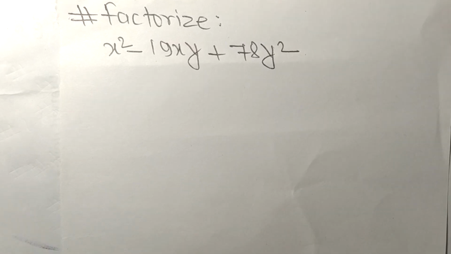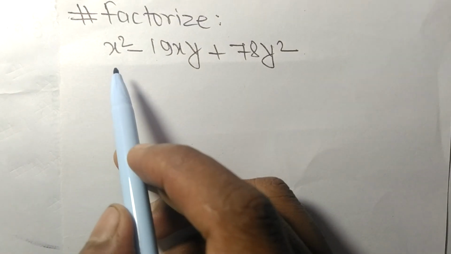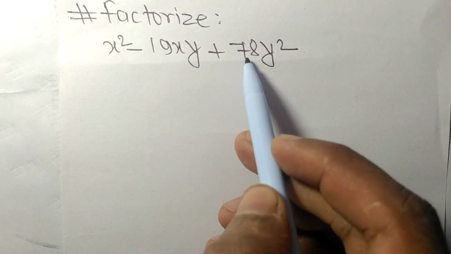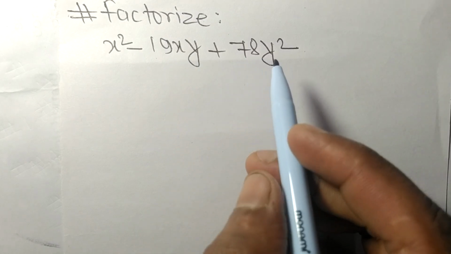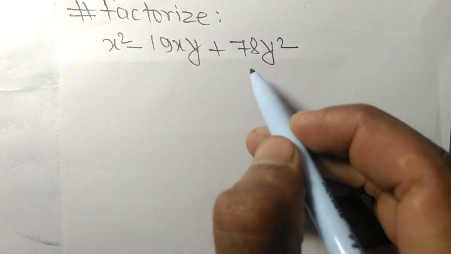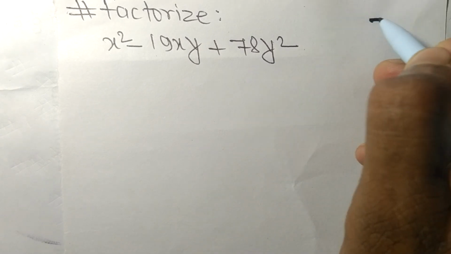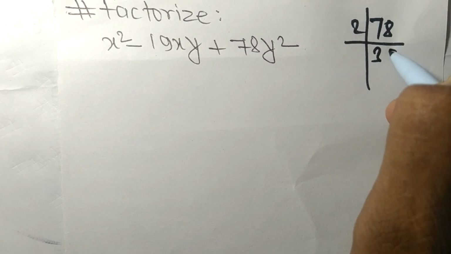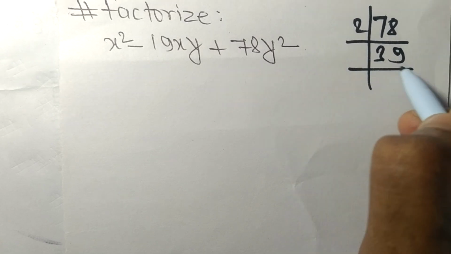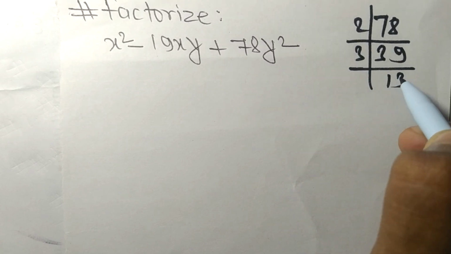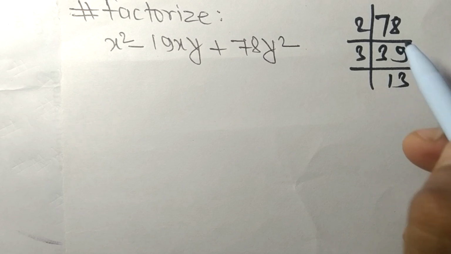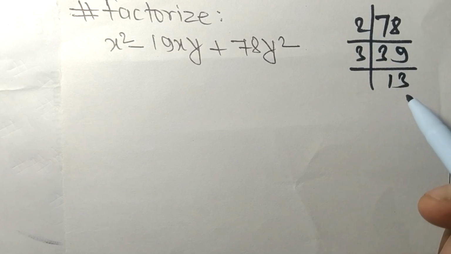So today in this video we shall factorize x² − 19xy + 78y². First we shall factorize the number 78. It is 2 times 39, which makes 78, and 3 times 13 makes 39. So the numbers we got are 2, 3 and 13.